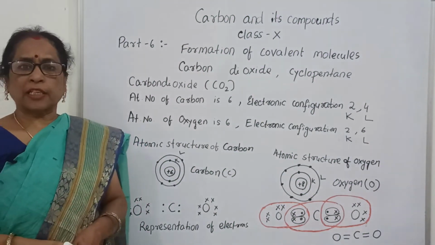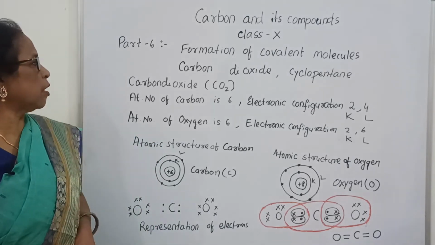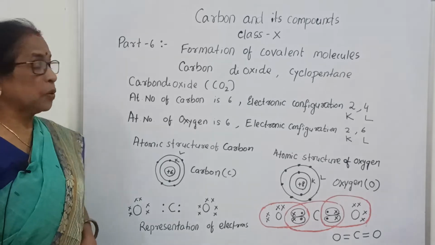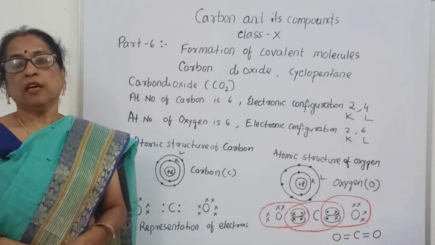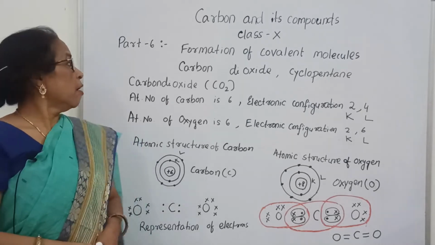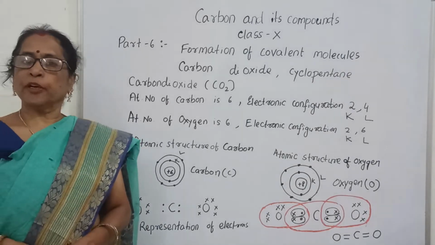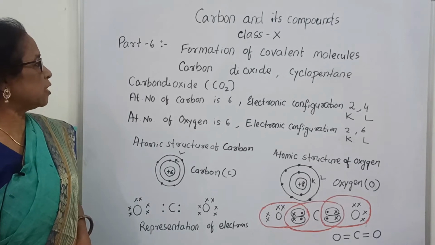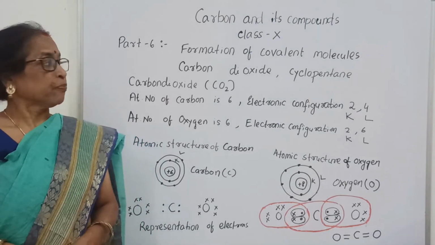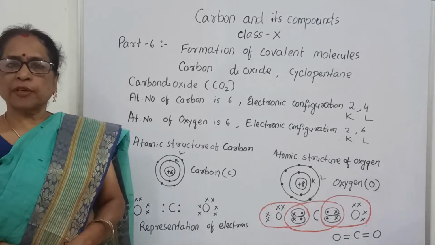Before that, I have explained the formation of covalent molecules for hydrogen, chlorine, hydrochloric acid, ammonia, and water, all the things clearly. Now in this part 6, I am going to explain the formation of covalent molecules carbon dioxide and cyclopentane. First you will see carbon dioxide.